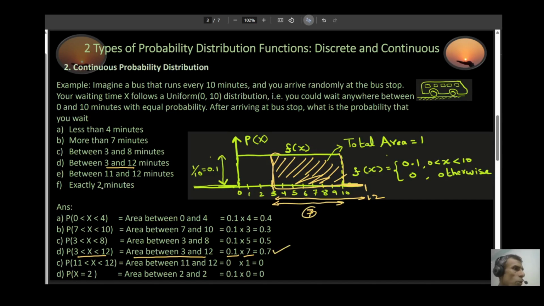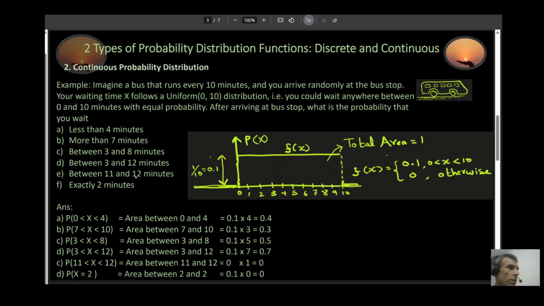What is the probability that you could be waiting between 11 and 12 minutes? My 11 is over here, and my 12 is over here. If you think about it, the distance from here to here is 1, but there is no height, so the area is essentially 0. The probability that your waiting time is between 11 and 12 is the area between 11 and 12: your height, the height of your f(x), is 0, and this base right here is 1. So the answer is 0% chance, which makes sense because the bus arrives every 10 minutes.